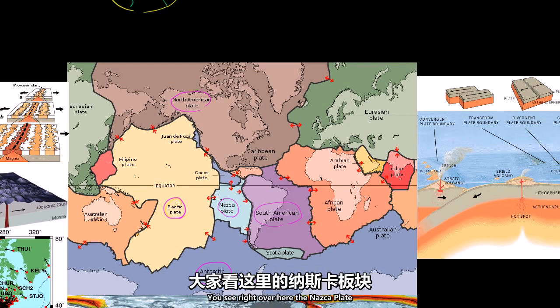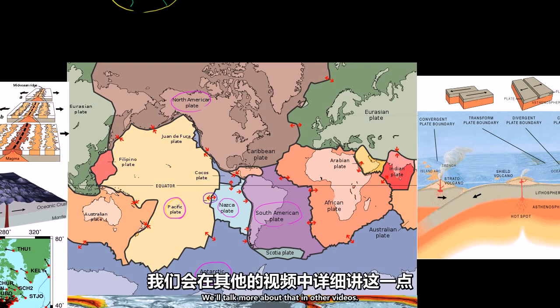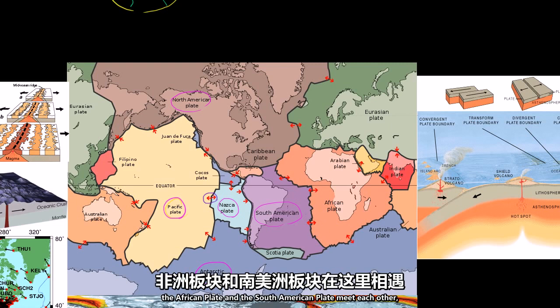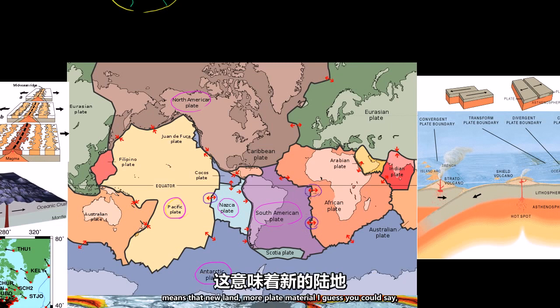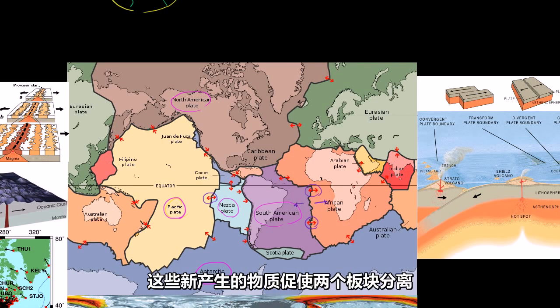You see right over here, the Nazca plate and the Pacific plate are moving away from each other. New land is forming here. We'll talk more about that in other videos. You see right over here, in the middle of the Atlantic Ocean, the African plate and the South American plate meet each other, and they're moving away from each other, which means that more new land, more plate material, I guess you could say, is somehow being created right here. And we'll talk about that in future videos, and pushing these 2 plates apart.